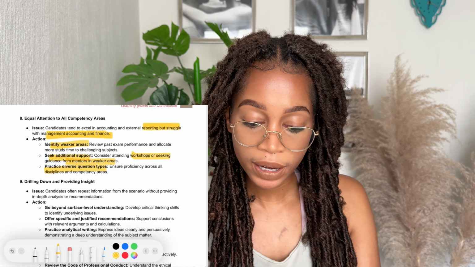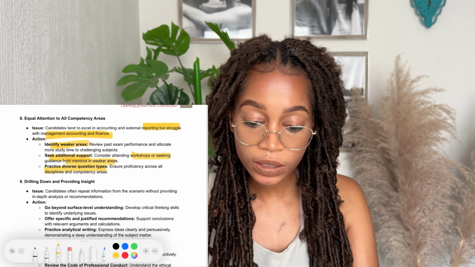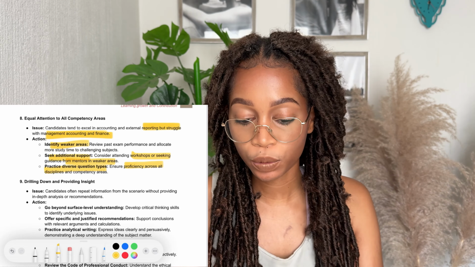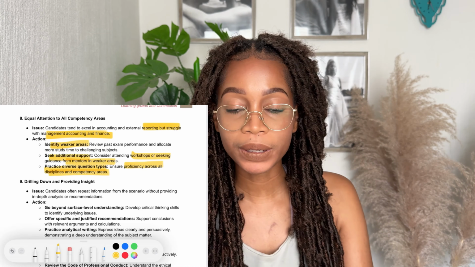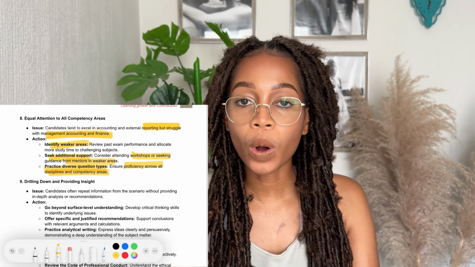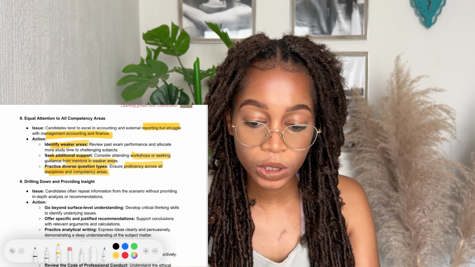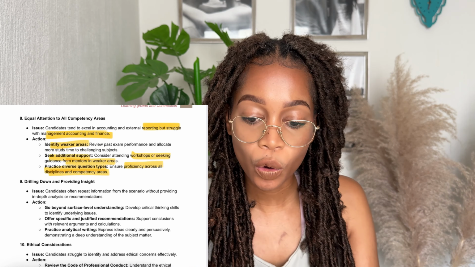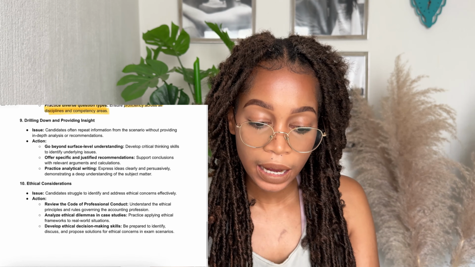And make sure that you also practice diverse questions. So again, this is going to test proficiency across all disciplines, but this is going to be corrected because one single integrated scenario is going to be used across all 3 papers. So hopefully that will come to play.